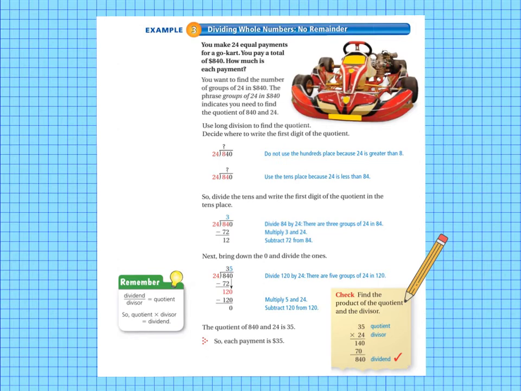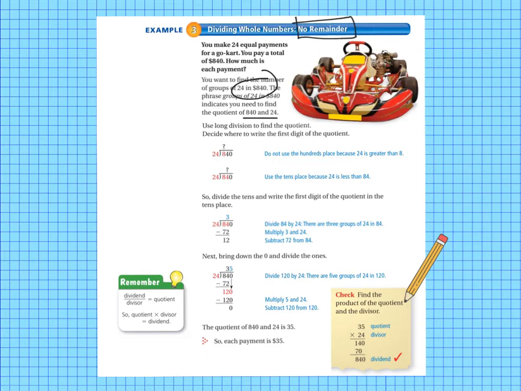Example 3, we are dividing whole numbers without a remainder. So they give you the hint that this should come out even. You make 24 equal payments for a go-kart. You pay a total of $840. So how much is each payment? You want to find the number of groups of 24 in 840. The phrase groups of 24 in 840 indicates you need to find the quotient of 840 and 24.